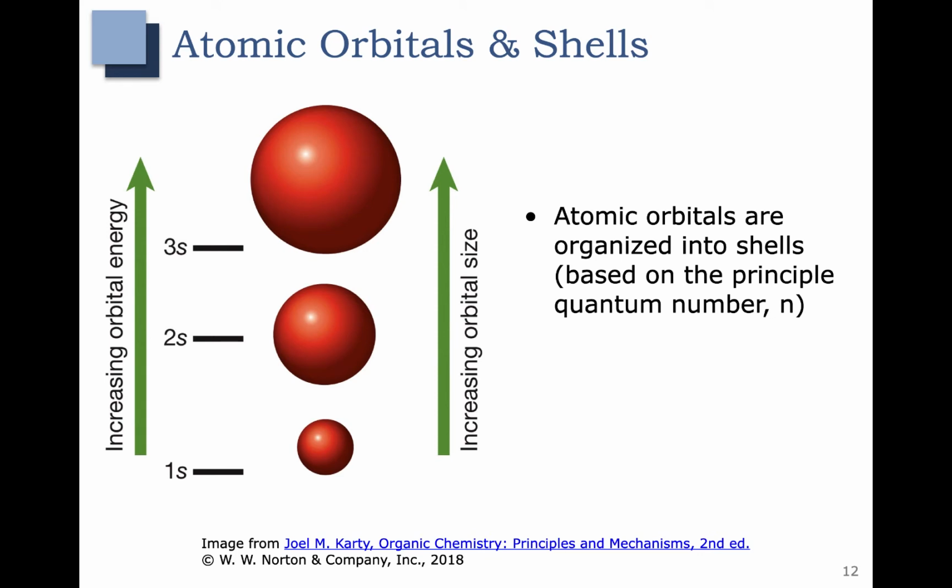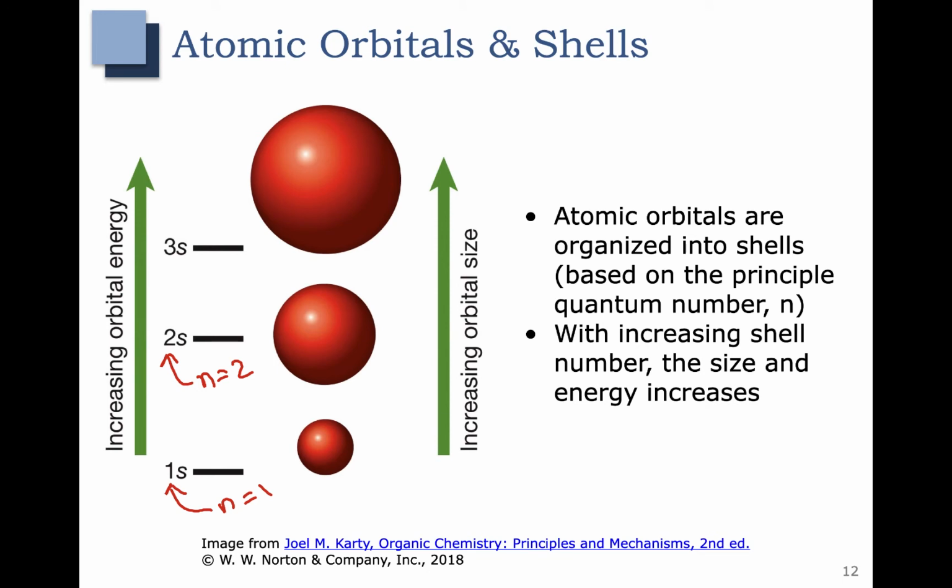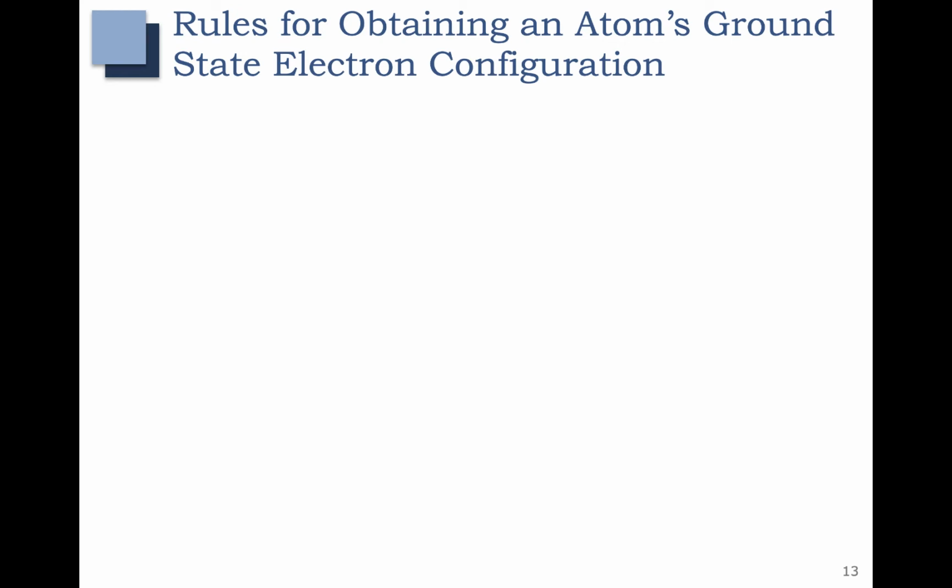So each of these orbitals is associated with a shell based on their principal quantum number, n. For the 1s orbital, that means n is 1. And for the 2s orbital, n equals 2, and so on. And as I mentioned, with increasing shell numbers, so as we go from 1 to 2 and from 2 to 3, we're increasing in terms of size and energy. One of the things that we really need to be able to do is to find the valence for an atom. And to do that, it's going to be helpful if you remember how to obtain an atom's ground state electron configuration. So we're going to review the rules for doing that.